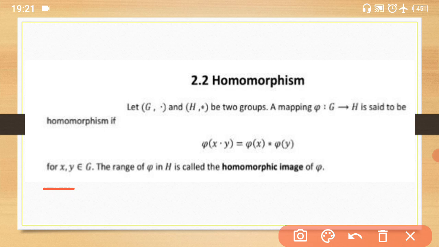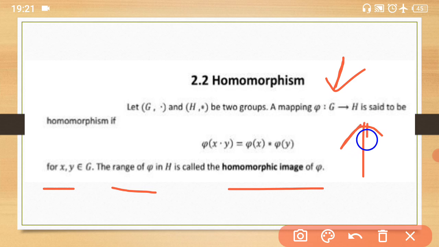The range of phi in H is called the homomorphic image of phi. The range of phi in H, because we give the domain as G and H is the range. G is the domain and the range is H. So the range phi(G) in H is called the homomorphic image of phi.